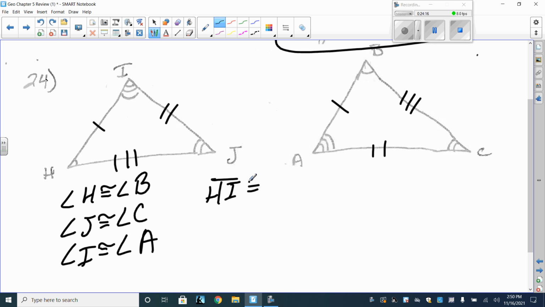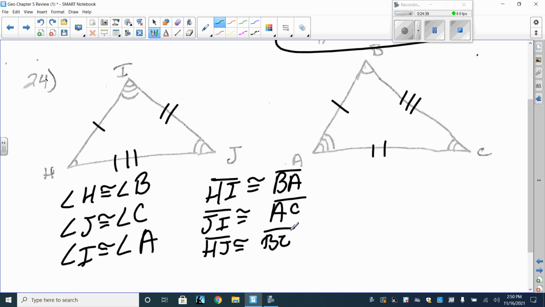HI, so line segment HI is going to be congruent to what? AB or BA, either one. Then we can say JI is congruent to AC because they both have 2. And the last one, HJ, is going to be congruent to BC because they both have 3. Now, the order in which we label them really doesn't matter. We just need each one of those 3.